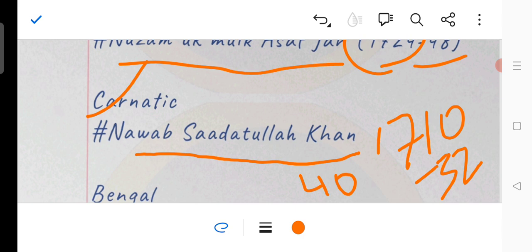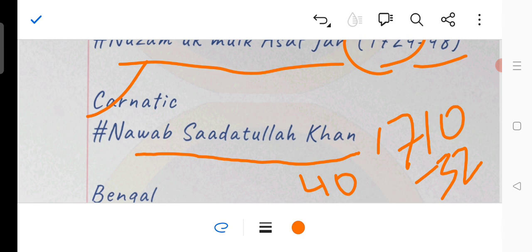Nawab Saadatullah Khan of Carnatic, with his headquarters at Arcot, appointed his nephew Dost Ali as his successor, without the prior approval of his superior Nizam ul Mulk. However, in 1740 the Marathas invaded the Carnatic region and killed Nawab Dost Ali, and took his son-in-law Chanda Sahib as a prisoner to Satara.